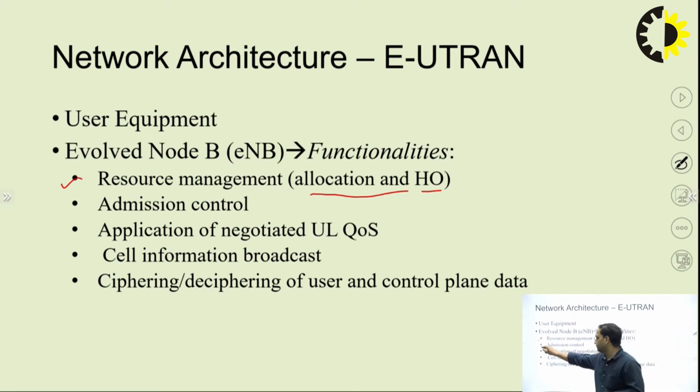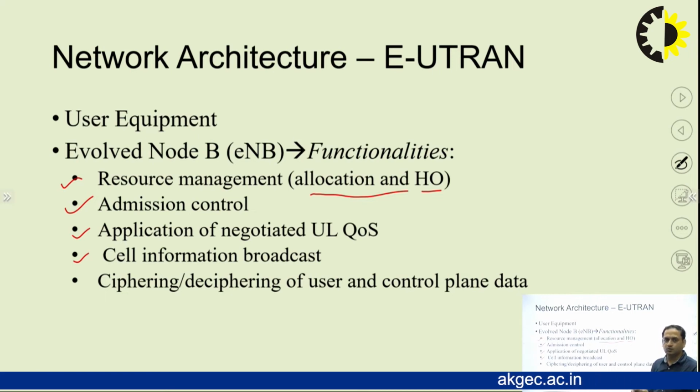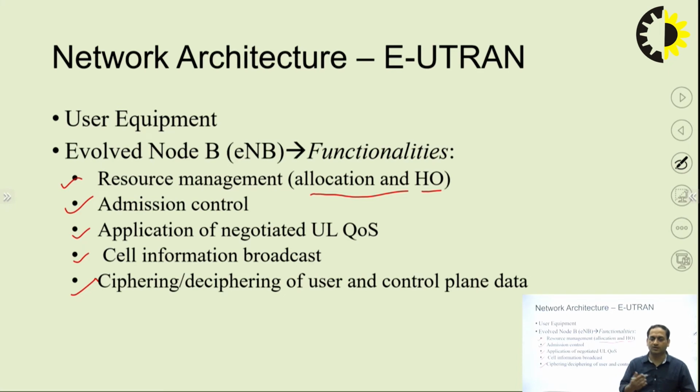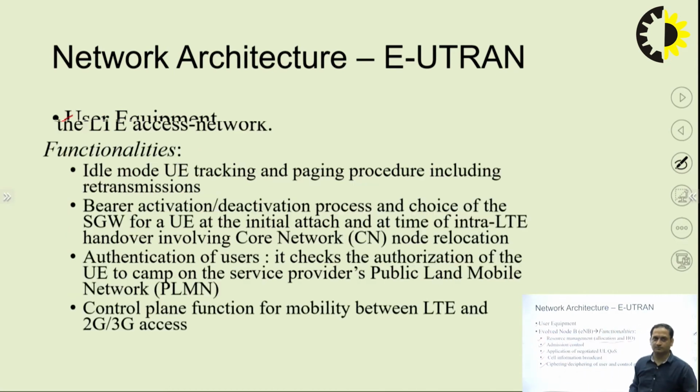Then we have admission control. Next is application of the negotiated uplink quality of service, cell information broadcasting, and lastly deciphering of the user and control plane data. Security is another very important feature of the LTE system, because different hops are also used, so it is very tough to detect the particular signal and the frequency at which we are detecting. So these are the different architecture elements I am talking about.